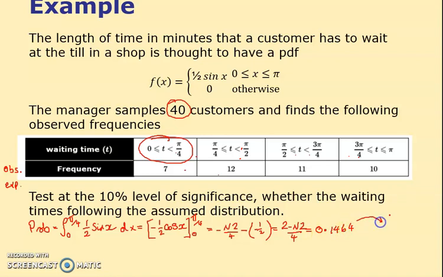Notice that means I can now work out my expected number. Once you get a probability, you just times it by the n. So in this case, I times by 40. And doing that, I get, again, check it on your calculator, 5.856.